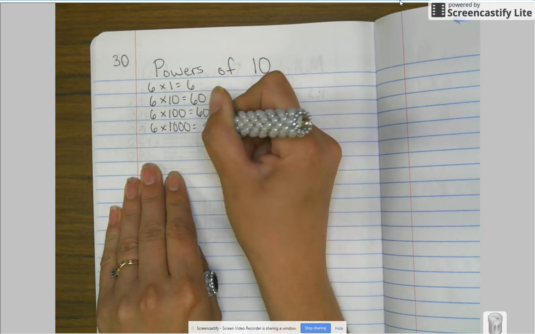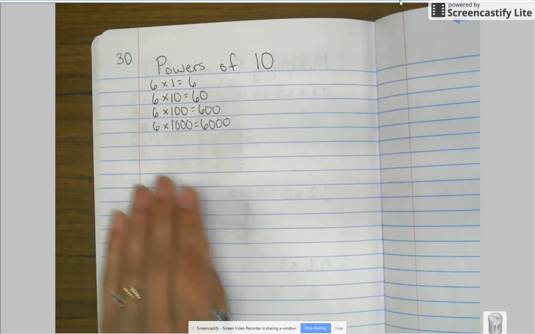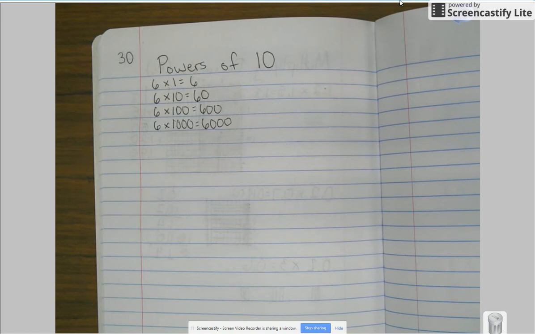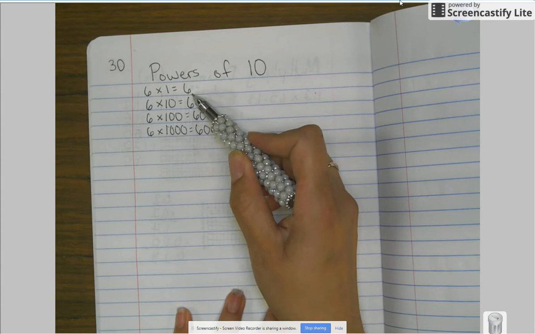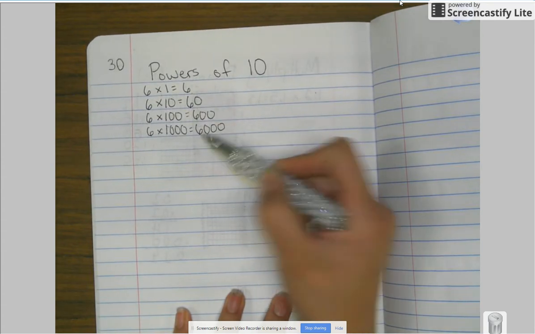6 times 1,000. And we get 6,000. Well, what I know a lot of you are thinking is, yeah, you just put a 0 on the end when you're timesing by stuff like this. However, you need to make sure that you understand the idea of what's happening. It's not simply adding a 0. It's actually shifting the 6 in its place value. Notice how here it's in the ones place. Now the 6 is in the tens place, the hundreds place, the thousands place.